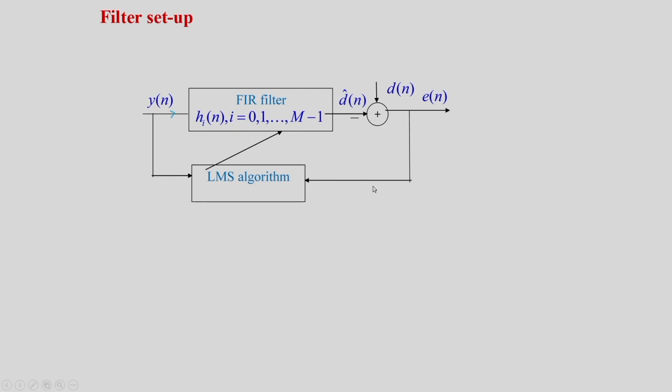This error signal is passed to the LMS algorithm, and there the filter coefficient will be updated according to the error, and the filter coefficient will be passed over to the FIR adaptive filter. So that way this LMS algorithm has two inputs. One is the data itself, because data vector is needed there, and the other is the error signal.